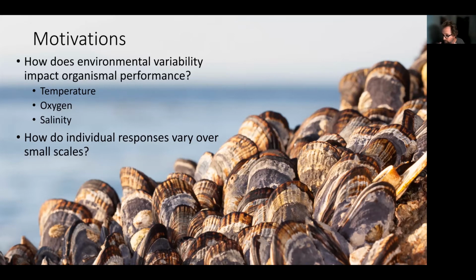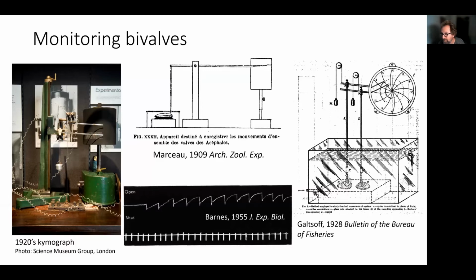How does that differ between individuals within a reef or within a single bed, over small spatial scales, and also over larger spatial scales? Now, folks have been measuring bivalve behavior and physiology for well over a century at this point. Up in the top middle here, there's a diagram describing a device to measure the opening and closing of clam valves from 1909, using something like one of these kymographs that was recording the movement of the shells via a little lever arm and a scribe on a smoked rotating drum that gives you a trace, something like this in the bottom left, showing you changes between open and closed in these bivalves through time.